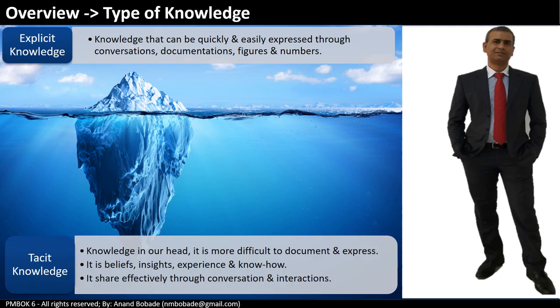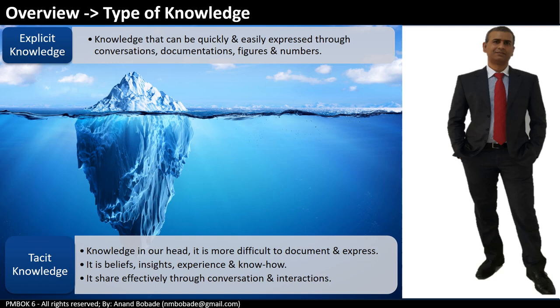Whereas tacit knowledge is knowledge in our head; it is the most difficult to document and express. It's beliefs, insight, experiences, and know-how, which come only with experience in the respective fields. The simplest example is setting tiles on a washroom wall. It looks so simple. The instructions to fix these tiles are also simple. But try it out and you will understand how difficult it can be. The experienced person will execute this task effortlessly and it will look very simple.